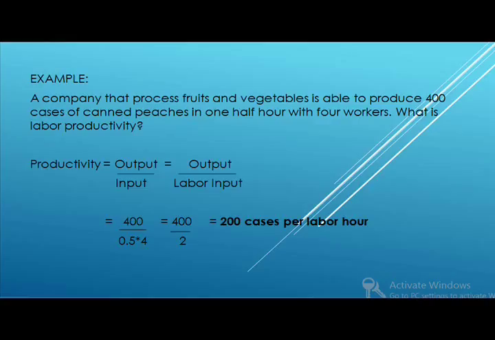So for this problem, we have 4 workers and they work 1/2 hour. So the total labor input or labor hours is 0.5 times 4, which equals 2 labor hours. And 400 divided by 2 is equal to 200 cases per labor hour.